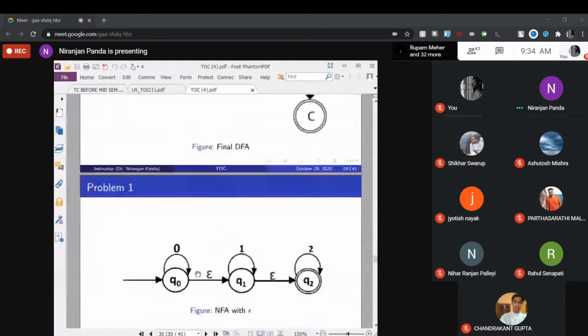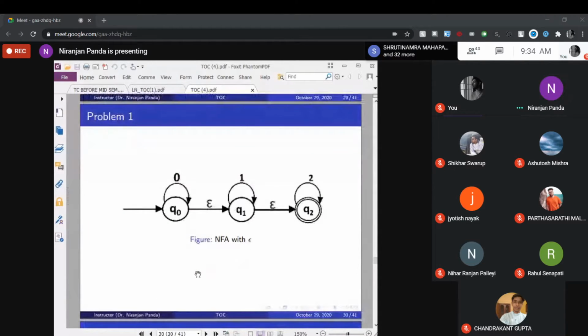Then, if you have understood, now it is your turn. Go for this design. Find out its DFA. Be quick. 2 minutes. I will ask individually.